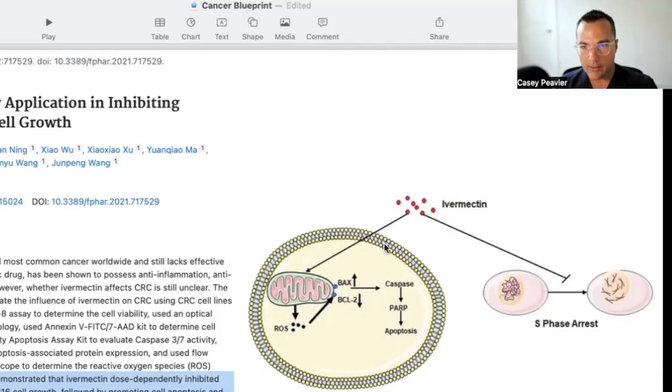And we see here, again, ivermectin is ultimately increasing ROS within mitochondria. It's upregulating these pro-apoptotic proteins and downregulating anti-apoptotic proteins. And then when that ROS damages the mitochondria terminally, it ejects cytochrome C, it ejects mitochondrial DNA, which is ultimately going to activate this caspase system and activate programmed cell death, or apoptosis.